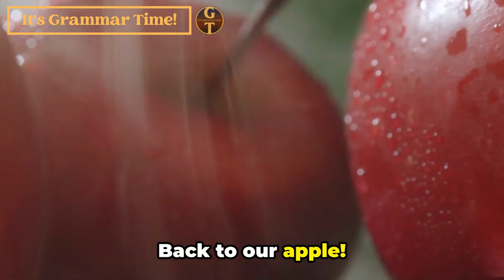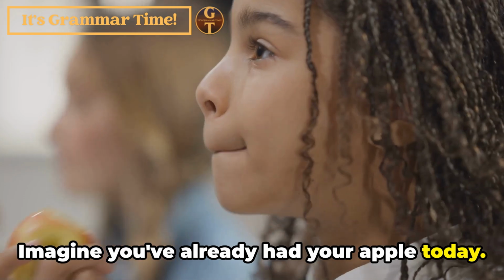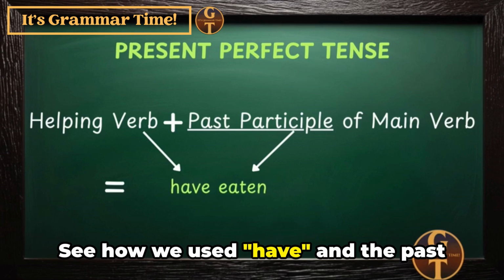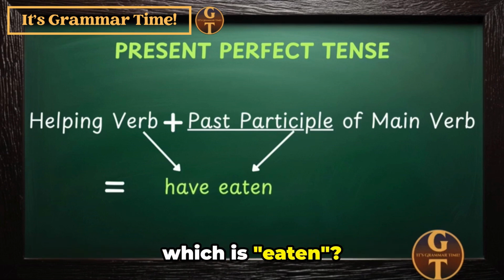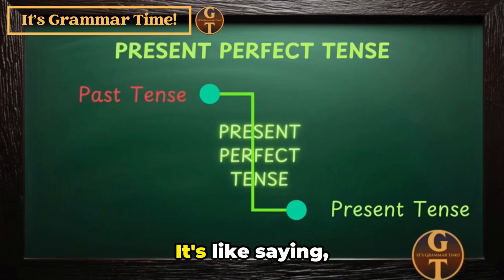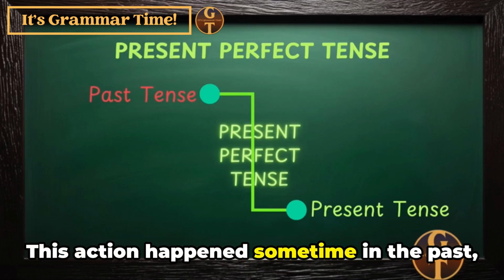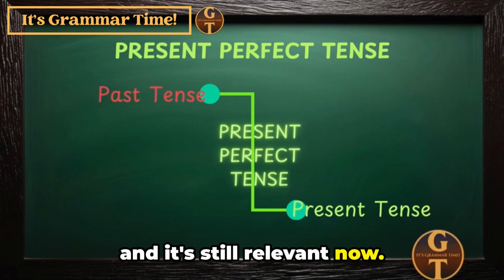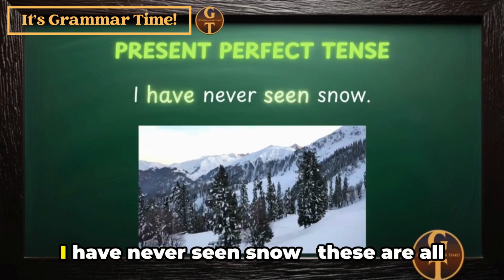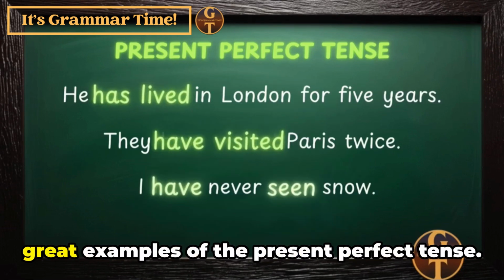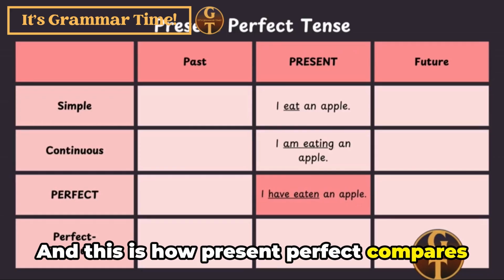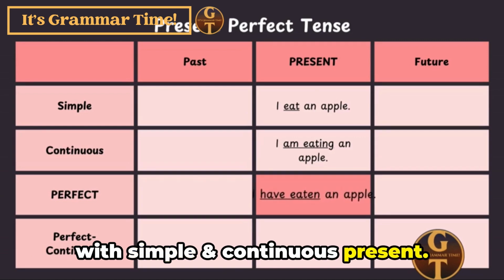Back to our apple. Imagine you've already had your apple today. You could say, I have eaten an apple. See how we used have and the past participle of eat, which is eaten. The present perfect tense connects the past to the present. It's like saying, this action happened sometime in the past, and it's still relevant now. He has lived in London for 5 years. They have visited Paris twice. I have never seen snow. These are all great examples of the present perfect tense. And this is how present perfect compares with simple and continuous present.